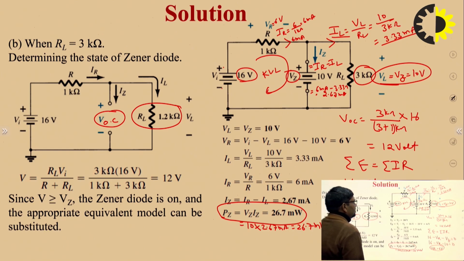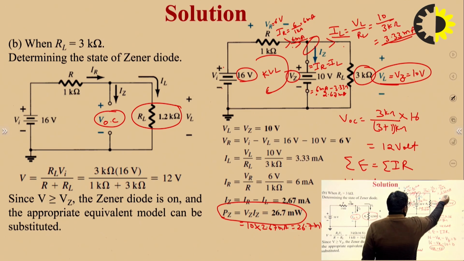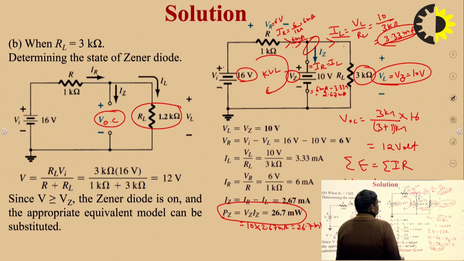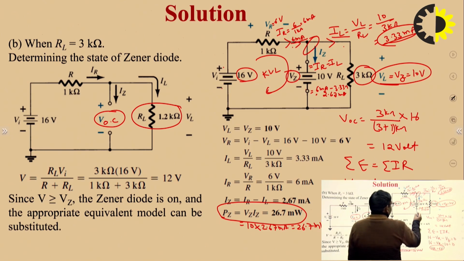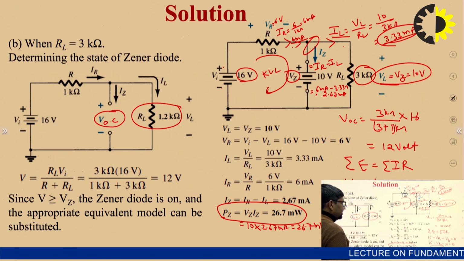So 6 milliampere is the input current, and the current is divided here because this is a parallel circuit. So 6 milliampere flows here, and a fixed 3.33 milliampere flows in the load. So how much current flows in the Zener? That means 6 milliampere minus 3.33 milliampere, which is 2.67 milliampere. We calculate it very easily.